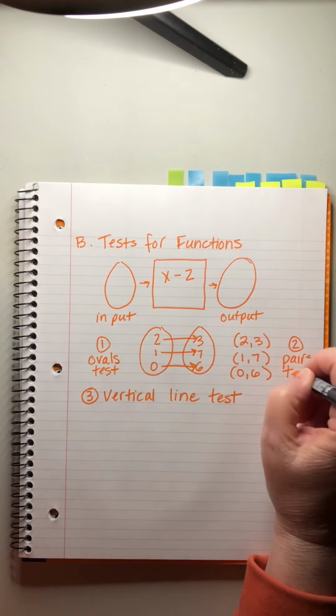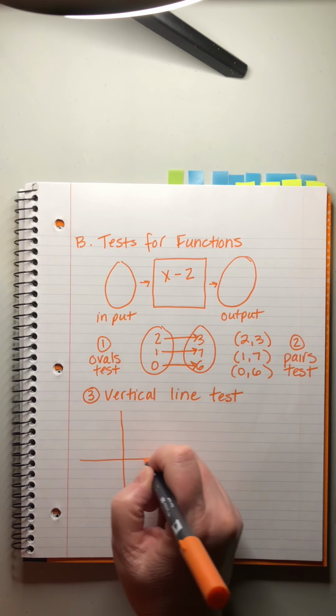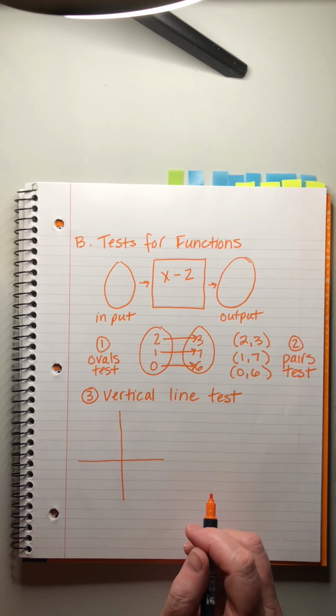And I'll talk a little bit more about the philosophy of it. Right now, I just want you to understand how the test works. And just know that in the future, I'll explain kind of the theory behind it a little bit more. The way the vertical line test goes is that you draw out a picture of a function.